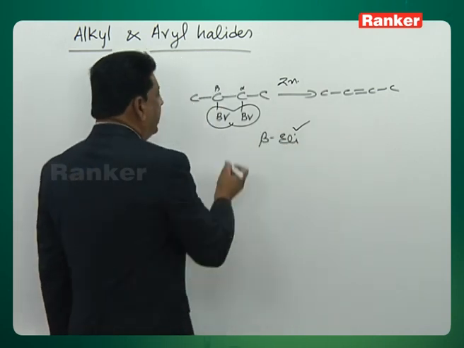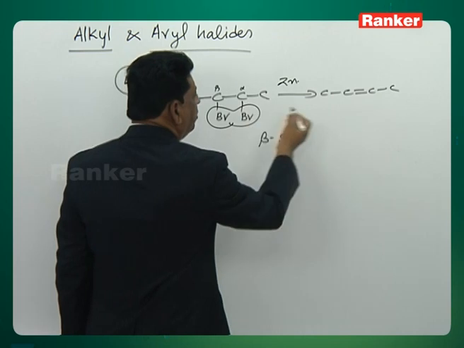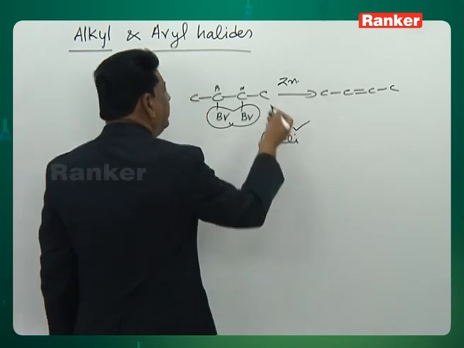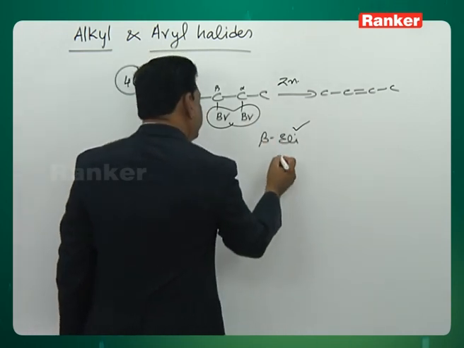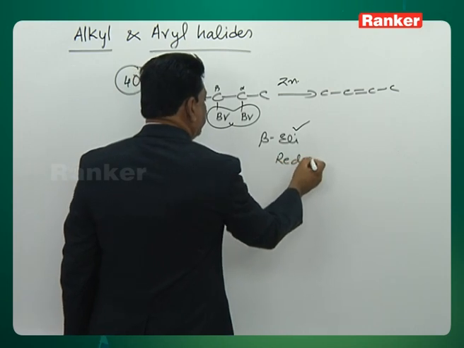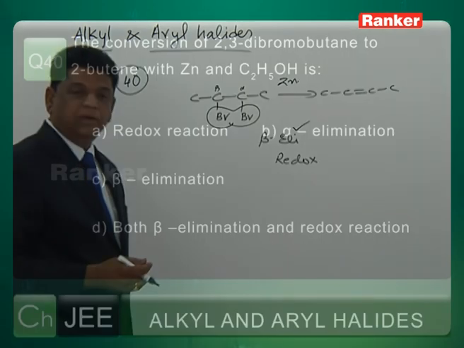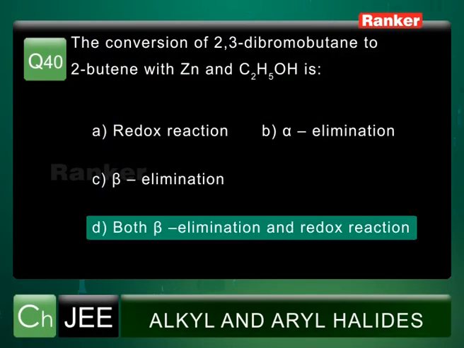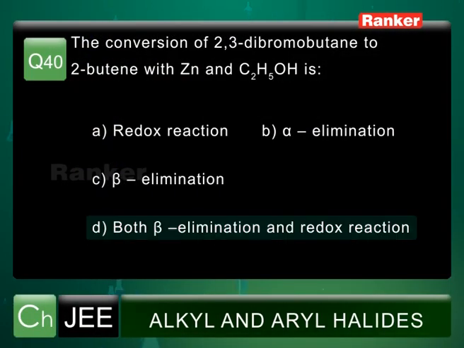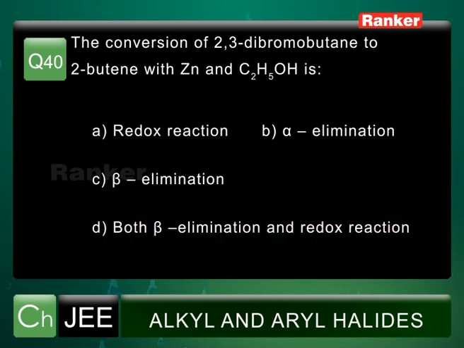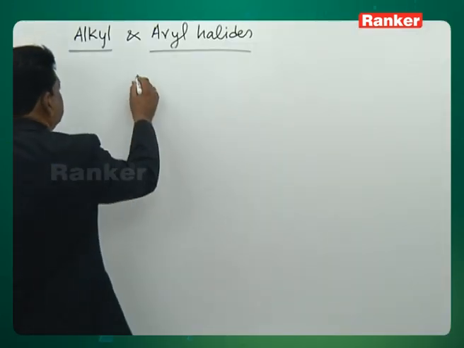And also it is a removal of the bromine, so therefore it is an oxidation reaction, and zinc is undergoing reduction. Therefore it is a redox also. So the reaction is option D, that is both beta elimination and also redox reaction. Answer D is the right answer. So let's go to the next question, 41.